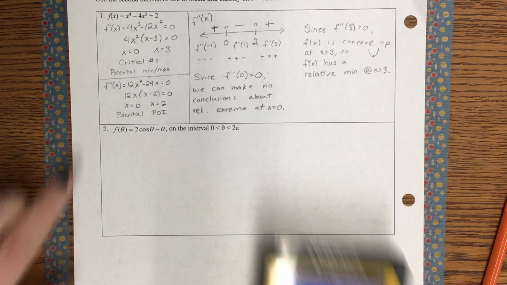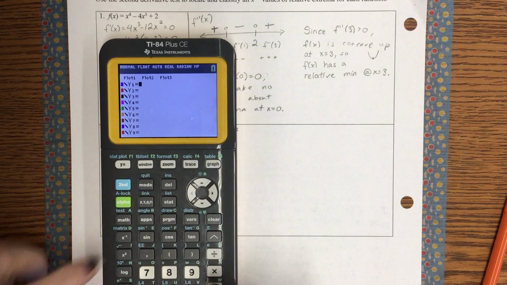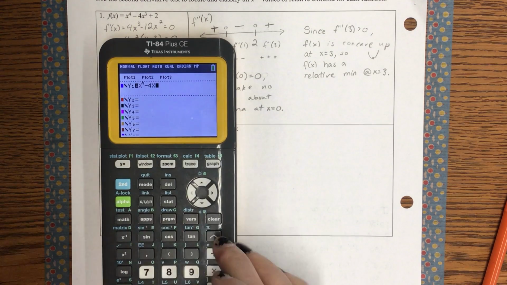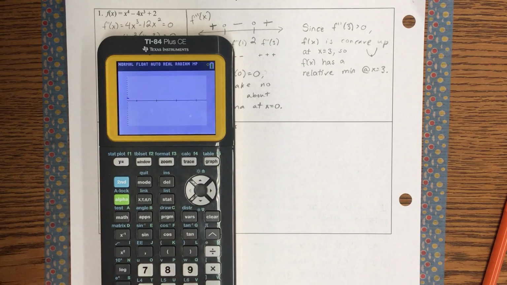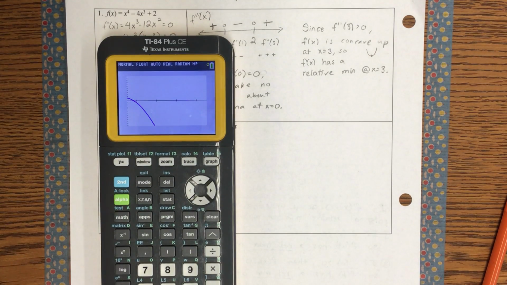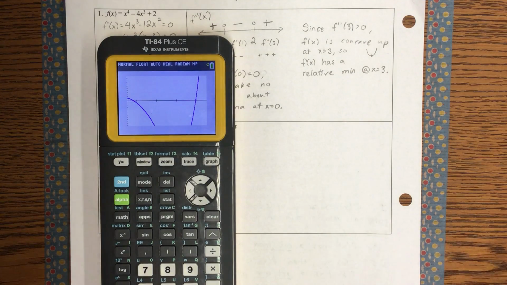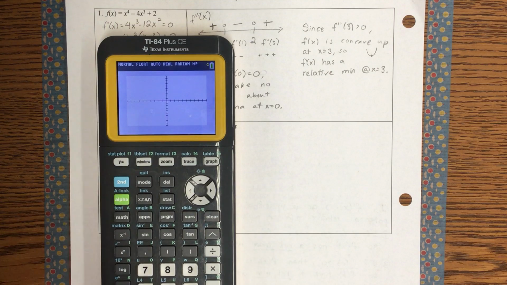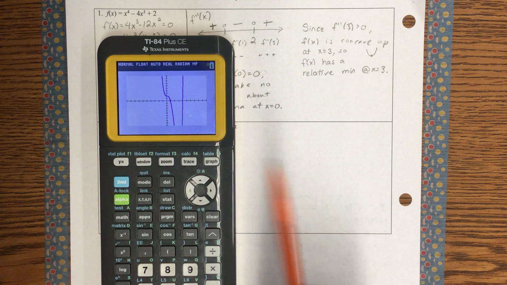Okay, so let's set y equals x to the 4th minus 4x cubed plus 2. And let's take a look at the graph. Okay, obviously we don't get all the information, so I'm going to hit zoom 6. Hopefully that'll get it all. Nope, still didn't get it all.